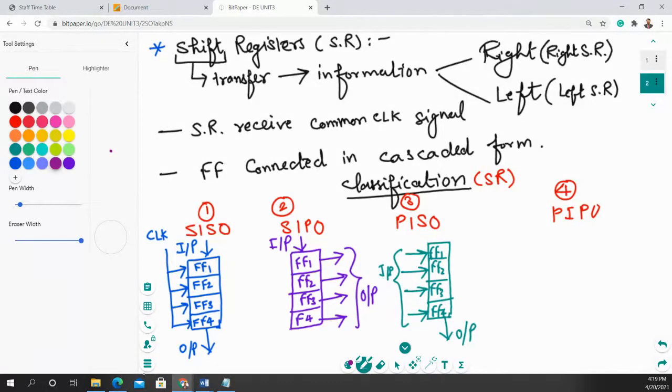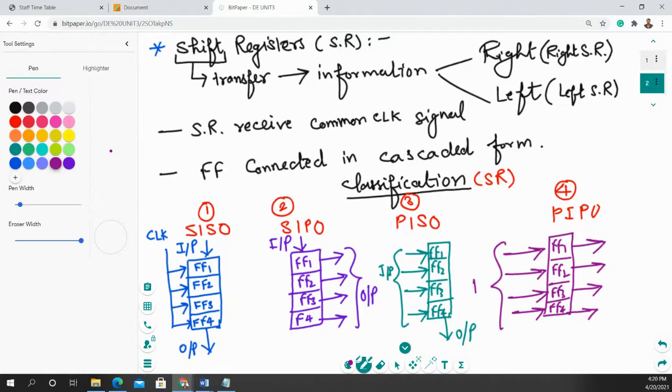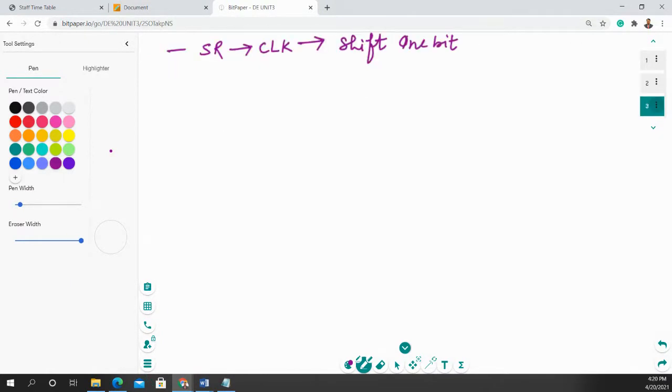And lastly, you have the parallel in and parallel out. So same configuration. We have 4 flip-flops right here. These are the parallel inputs and these are the parallel outputs. Any doubt till now? So this particular clock pulse shifts the content of a register by 1 bit.